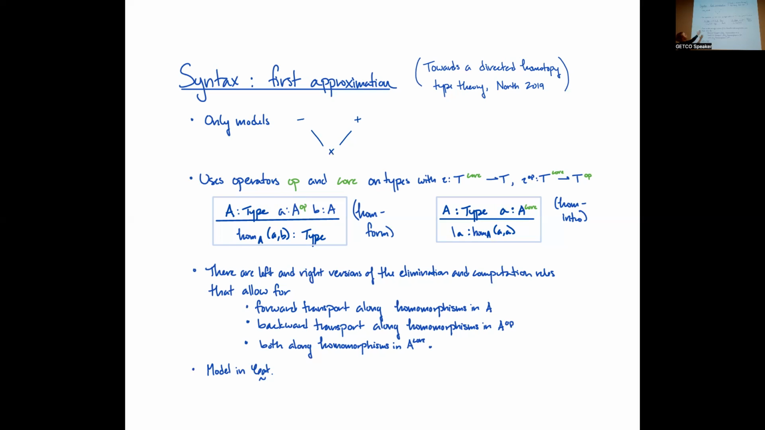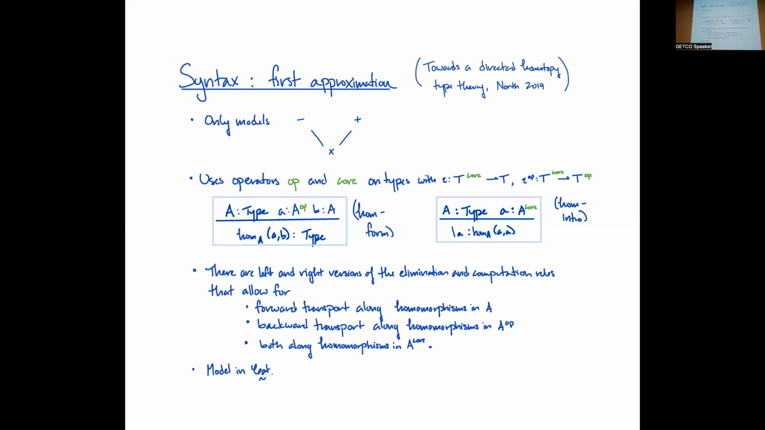And I'm just going to write down the formation and the introduction rule, and they look hopefully very familiar. So if we have an A op and a B, then we can form the homomorphism type between them. And we want to have an identity from A to A, and like I said before, we want this to be in the core, because we can always transport it along invertible directed paths.